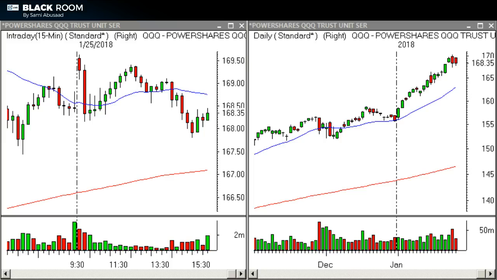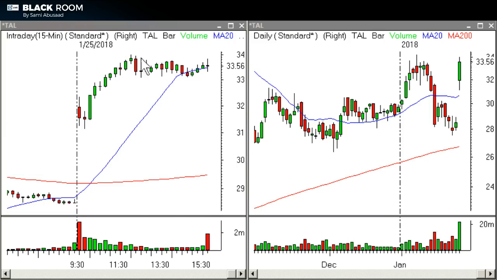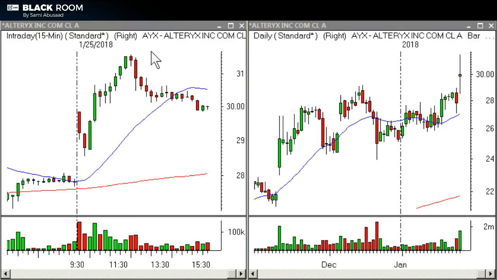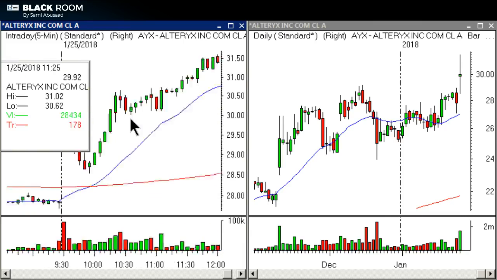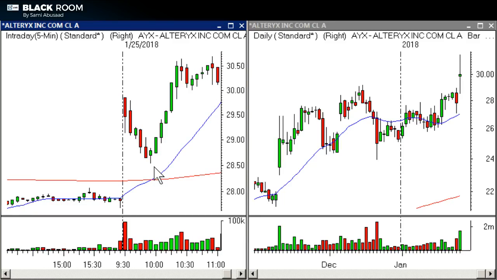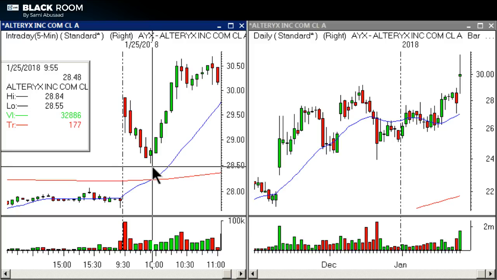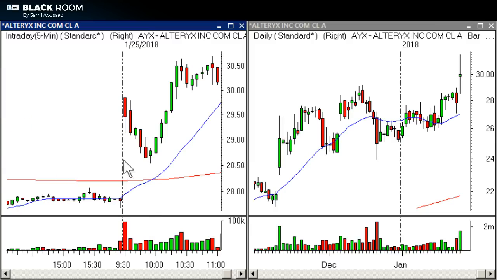The only symbol that I can think of, actually there were two: the TAL, which worked, took off like crazy, and then the AYX, I believe, was the other one. Those were the two that worked. And the AYX, if you look at the bottom, I believe there was a narrow range bar, not a narrow body. So this was a good reversal bar, but not as good as the bar that I talked about. Those were the only two that worked.